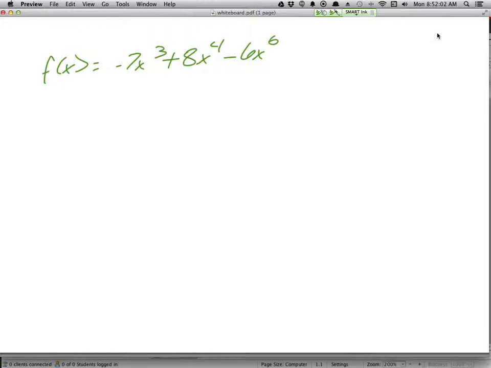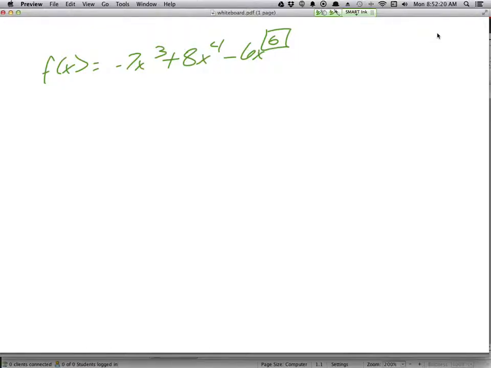Sky? Same, because the highest exponent is 6. Right. You need to find the highest exponent, and the highest exponent is 6 right there. So since it's 6, that means they're both going up or they're both going down. Which way are they going, Blake? They're both going to go down.